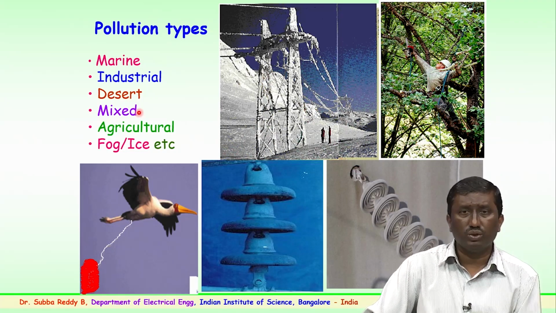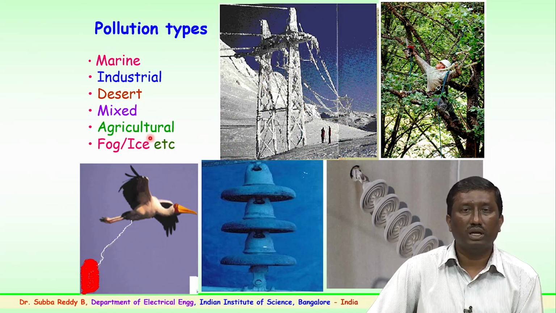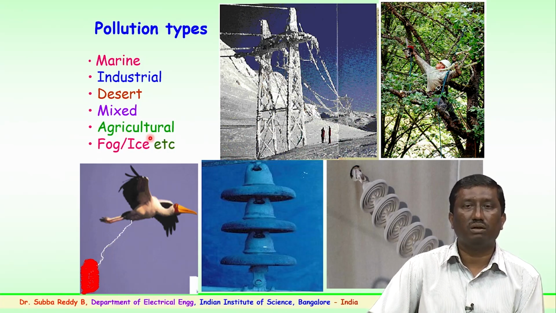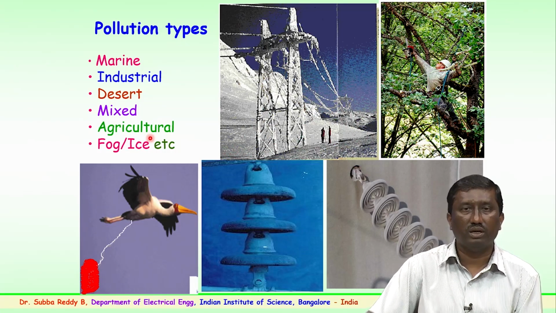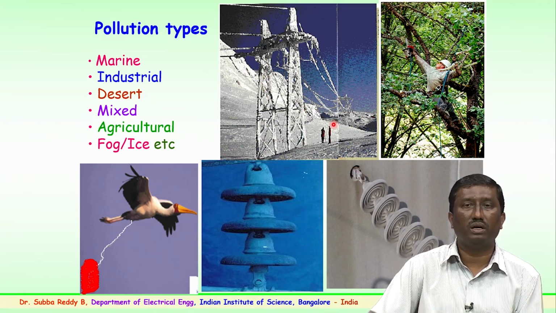Then the pollutants could be due to agricultural activities, particularly plowing of land, using pesticides, or employing mini helicopters for spraying in the fields. These chemical vapors, pesticides, or agriculture related pollutants settle on the insulator surface and, because of mist or fog or during rain, become conductive, and a contamination or pollution flashover could happen.